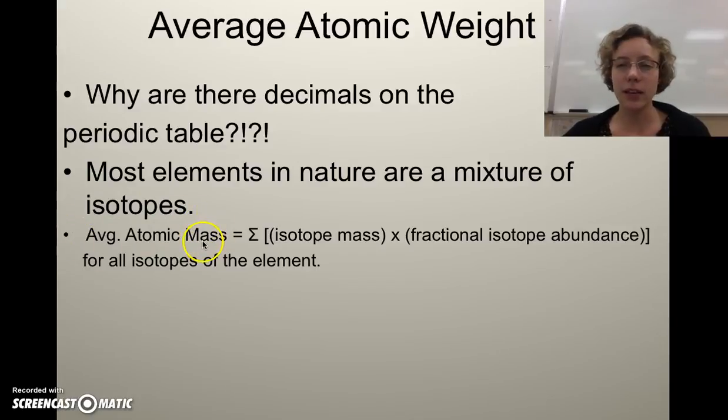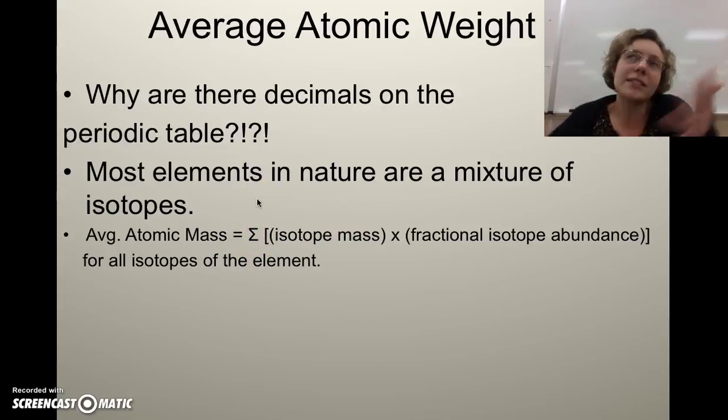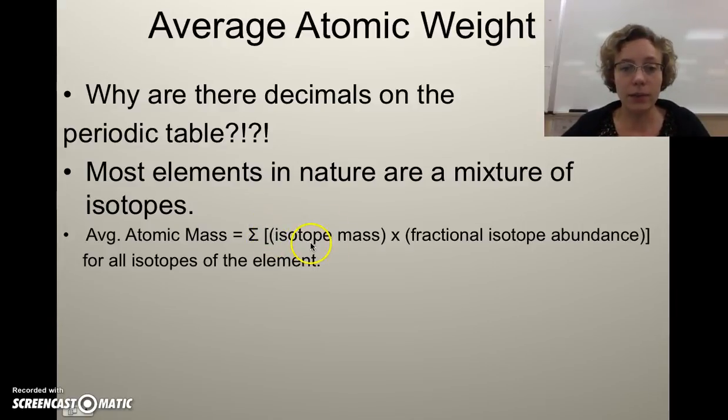Mass and weight are kind of the same thing except for gravity. So average atomic mass and average atomic weight, assume they're the same thing. This little happy E or sideways M symbol means sigma. It means the sum, so you're going to add everything together. And then we've got the isotope mass times the fractional isotope abundance, and that's for all of the isotopes of the element. This will make more sense, bear with me.